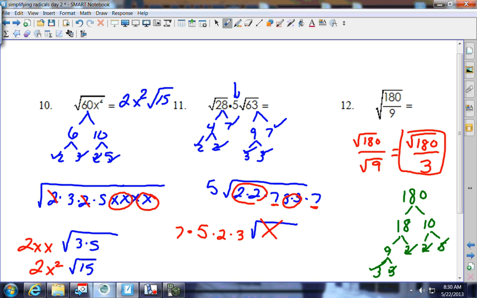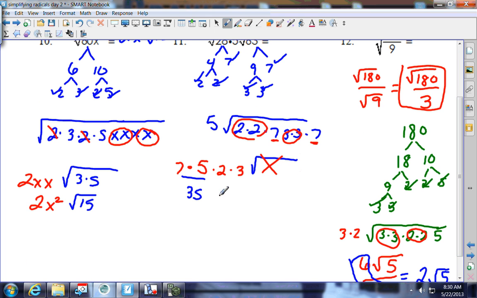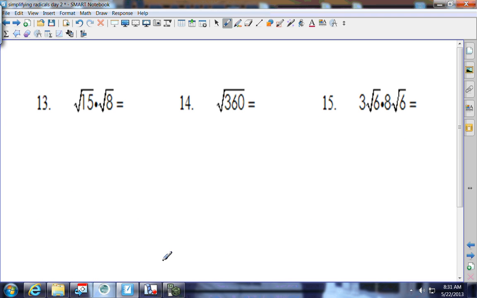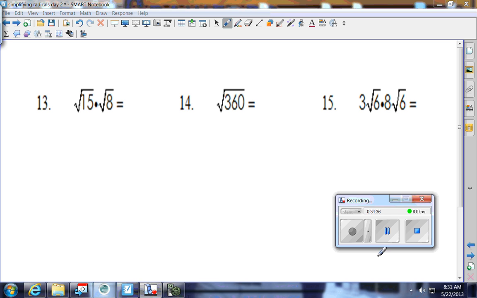So now you're just going to multiply this. I have 7 times 5 is 35. Then I have 35 times 2, which is 70. 70 times 3, 210. So the answer right here is 210. Let's try the next ones. Here's the next ones. Pause the video and come back and see how you do.